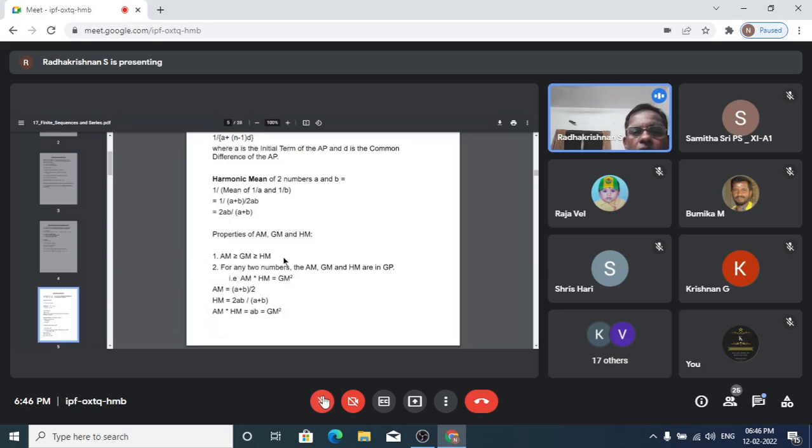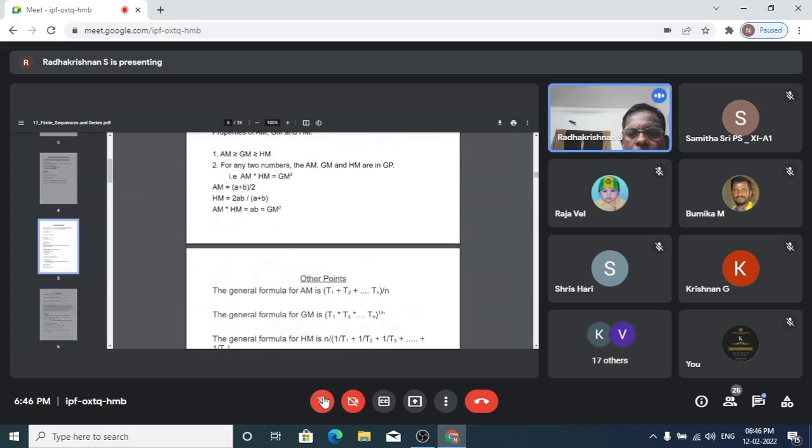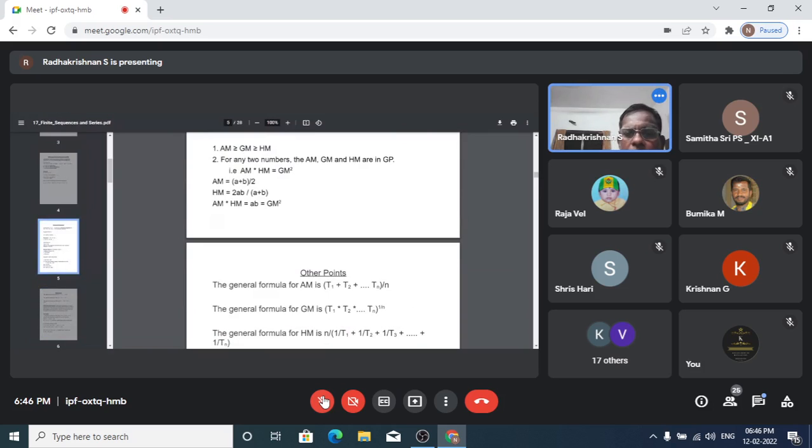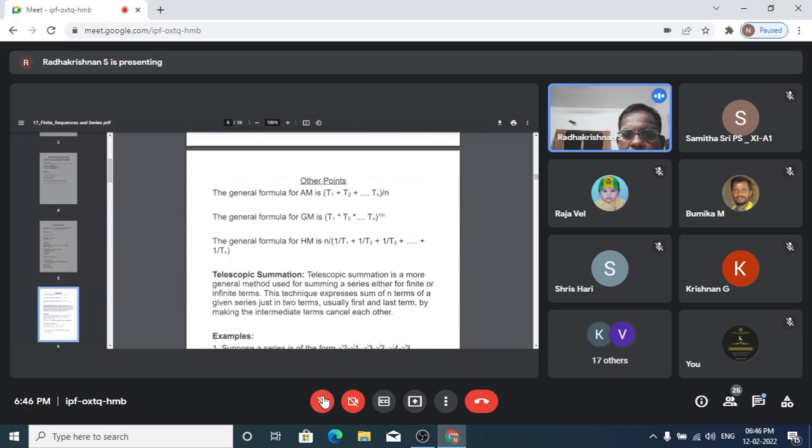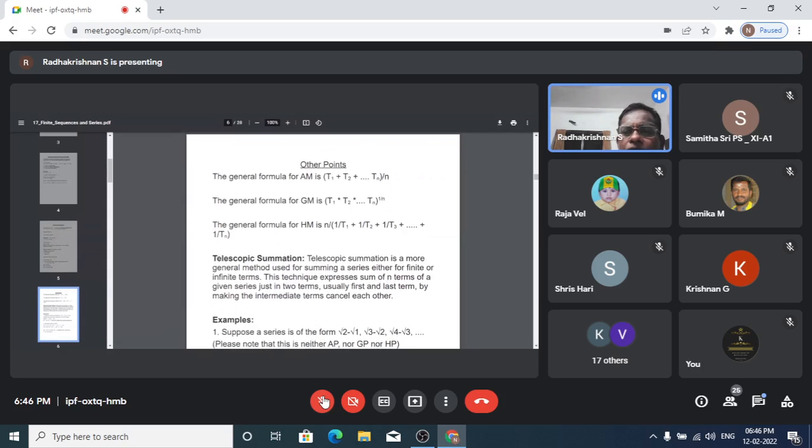So after that, this is all I am going to cover today: to do some problems on AM, GM, HM, and arithmetic geometric AGP. Okay. So there are a few other points.